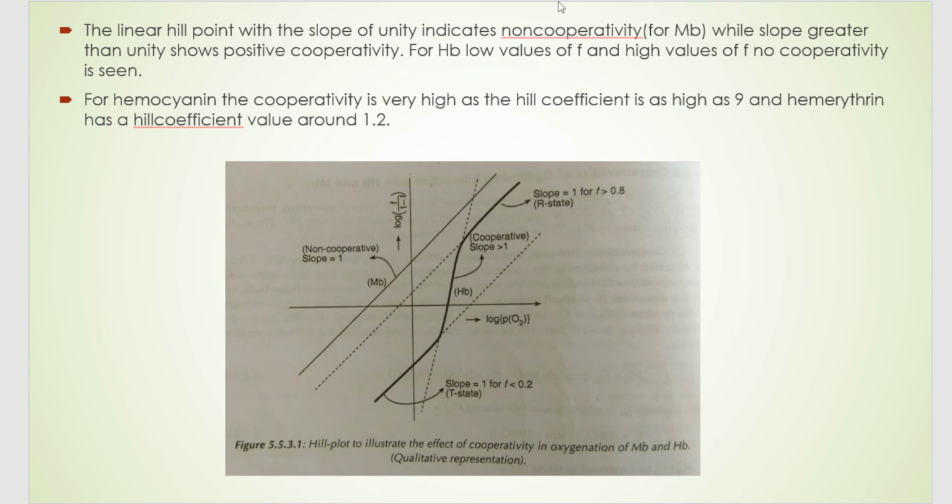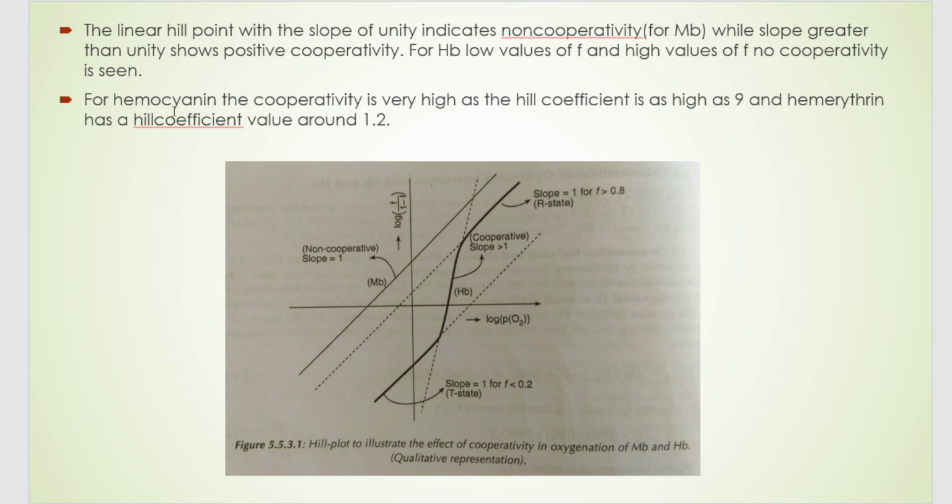Okay, the slope is unity, which indicates non-cooperativity, whereas in case of hemoglobin you can see that the slope is greater than 1. Okay, at some point it is unity. You can see here and here where f value is greater than 0.8 and less than 0.2, the slope is unity. For hemoglobin also, at this point it does not show any cooperative effect, whereas here where the slope is greater than 1, hemoglobin shows cooperative effect.